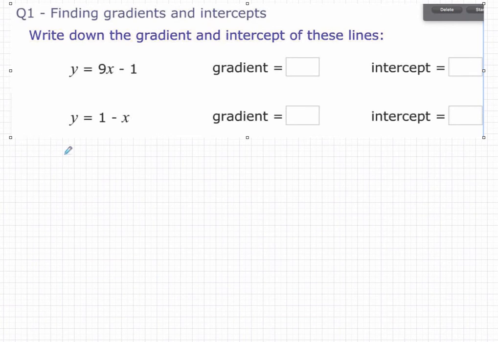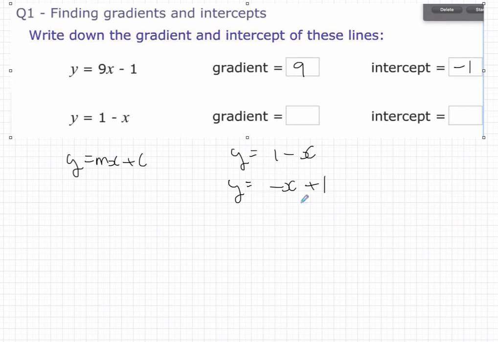So remember, they've got to be in the form y equals mx plus c. So m is 9 here, so the gradient is 9 and the intercept is minus 1. And the next one we've got y is equal to 1 minus x, so y is equal to minus x plus 1, and that of course means minus 1. So it's minus 1 here and the intercept is 1.